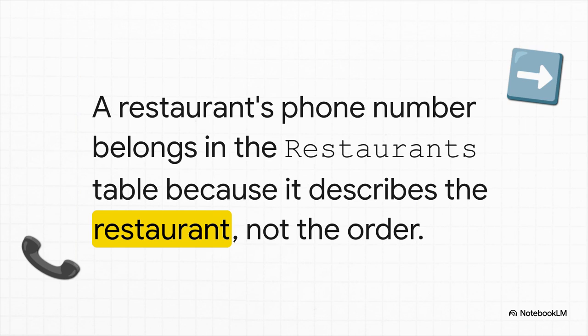Now, this can be a subtle one, but it's super important for cleanup. A perfect example is the restaurant's phone number. Does the phone number describe the order? No, of course not. It describes the restaurant, so it has absolutely no business being in the orders table. It belongs in one place and one place only, the restaurants table. It's about making sure everything is in its proper home.